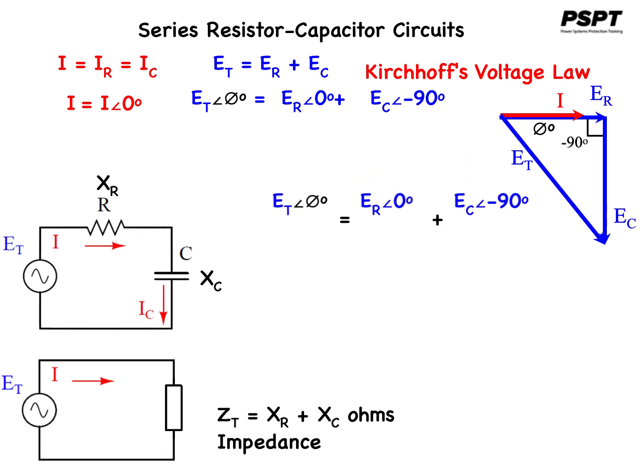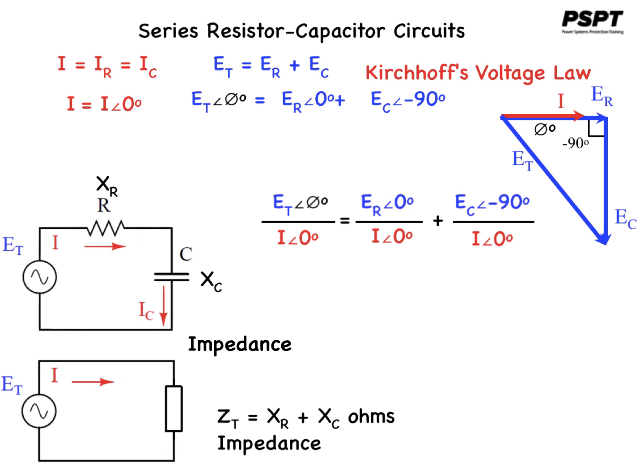Moving the equation to give me a little bit more room to manipulate here, I am now going to divide each of those voltage elements of the equation by the same thing, the phasor I at 0 degrees, or the circuit current. So we have a new formula here, which is ET at phi degrees over the phasor I at 0 degrees equal to ER over the current and EC over the same current.